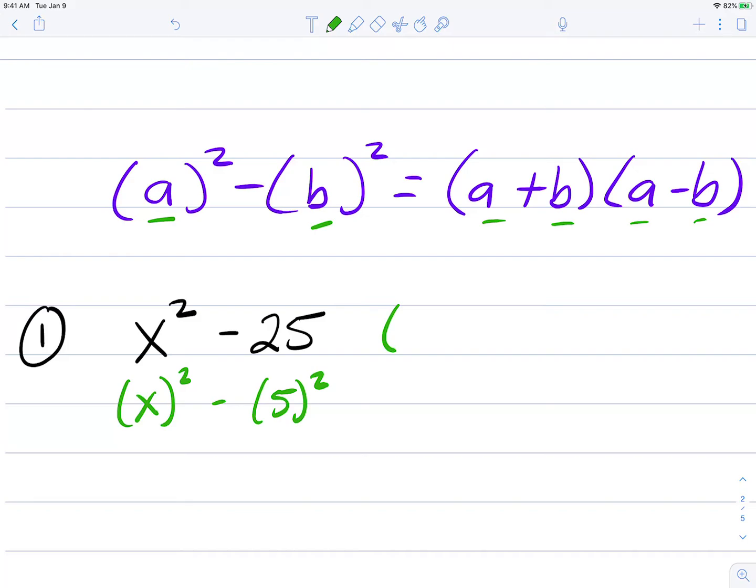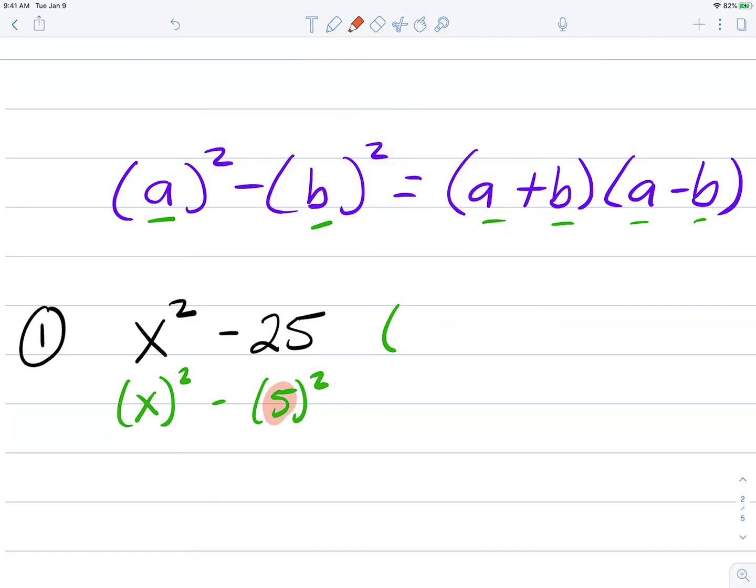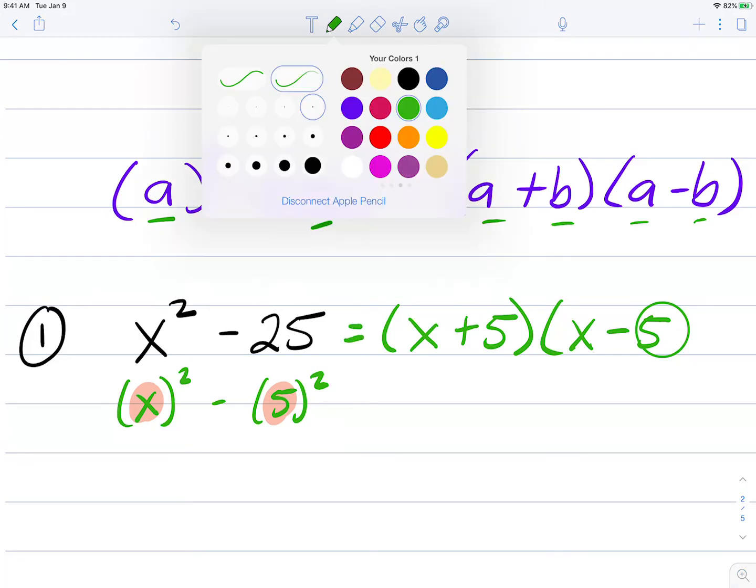So what we're going to do is take the two pieces that are inside the parentheses. They are the things that we are squaring. And in the first binomial, I'm going to add them. And in the second binomial, I'm going to subtract them. And that is the factored answer of x squared minus 25.